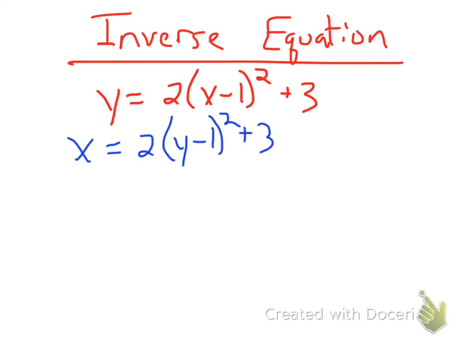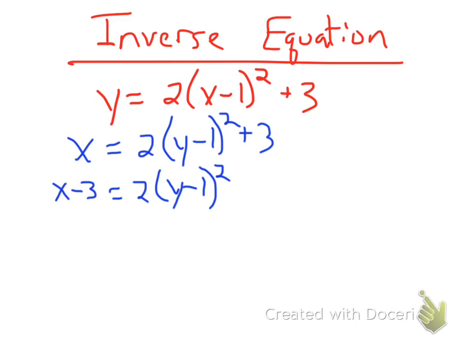In order to solve for y, I'm going to use PEMDAS backwards. So the plus 3 that I have on the right side of the equation, I need to get rid of that first. So I'm going to minus 3 from both sides. That is going to give me x minus 3 equals 2 times the quantity y minus 1 squared.